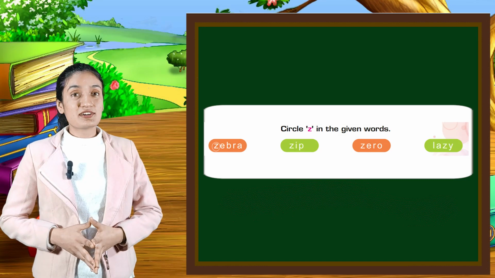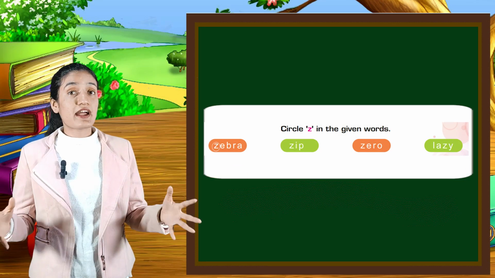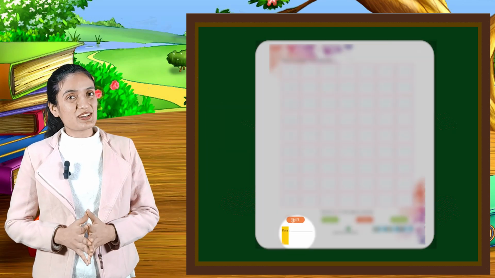Circle Z in the given words. Zebra, zip, zero, lazy. Kids, find Z in all these words and circle it. Mention the date in your notebook.